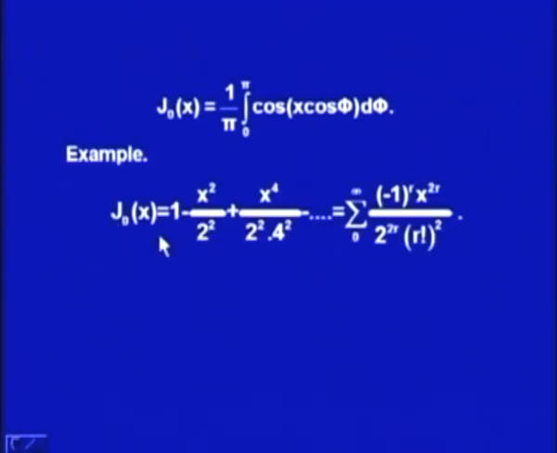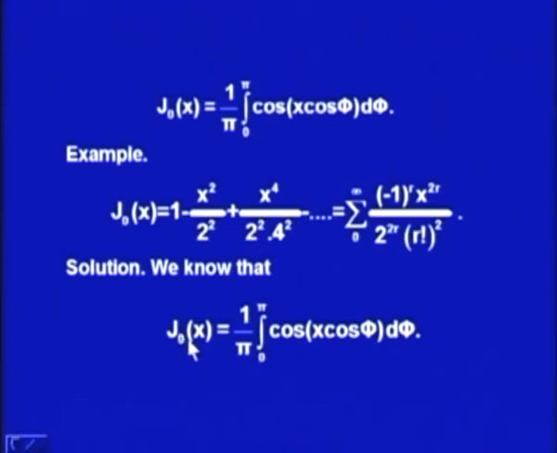Now, let us take an example which is based on the integral representation of Bessel functions. Let us show that using the integral representation of J0(x), the value of J0(x) is equal to 1 minus x square by 2 square plus x to the power 4 by 2 square into 4 square and so on, that is sigma r equal to 0 to infinity (-1)^r x^(2r) over 2^(2r) into (r factorial) square. This infinite series expansion of J0(x) we shall derive using the integral representation of J0(x).